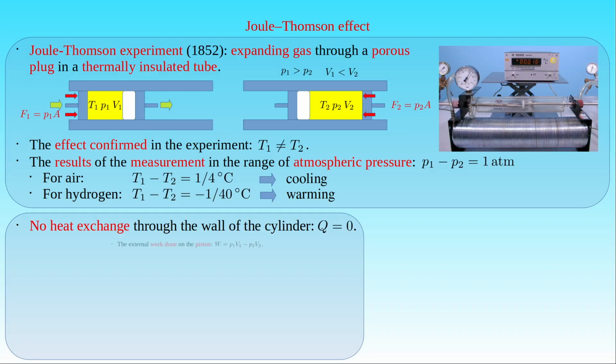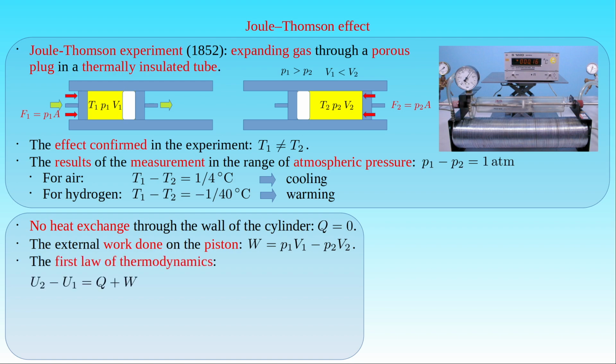The pressure-volume work W done on the piston while the gas is expanding can be written as the difference between the product of the initial pressure P1 and the initial volume V1 and the product of the final pressure P2 and the final volume V2. The first law of thermodynamics tells us that the change in the internal energy U of the expanding gas, given by the difference between the final internal energy U2 and its initial internal energy U1, is equal to the heat Q exchanged between the gas and its surroundings plus the pressure-volume work W, that is P1 times V1 minus P2 times V2. This gives the equation stating that the internal energy U1 plus the product of the pressure P1 and the volume V1 is equal to the internal energy U2 plus the product of the pressure P2 and the volume V2.